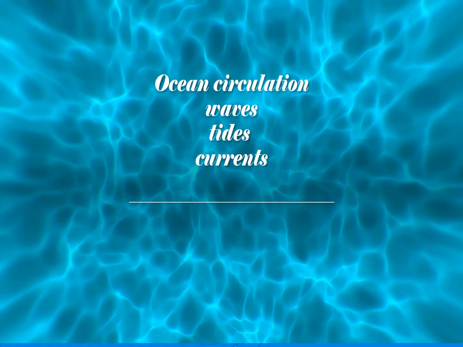The next topic in your book is the ocean circulation. Now what is ocean circulation? We know that the ocean water keeps moving continuously. It is never still, and so the movement that occurs in these oceans can be broadly categorized into three, that is waves, tides and currents. You might be familiar with these words: what are waves, what are tides and what are currents. So let us study all these things in detail.